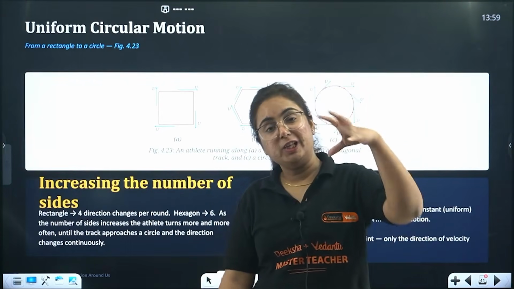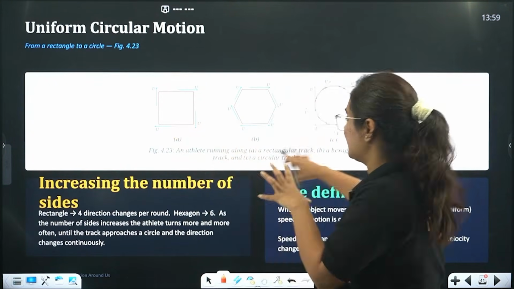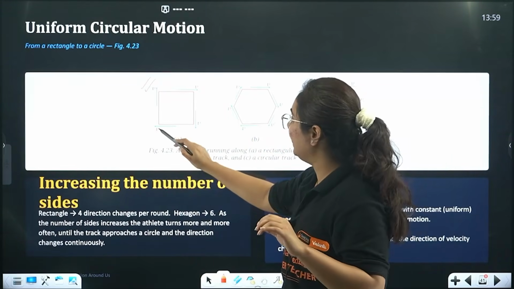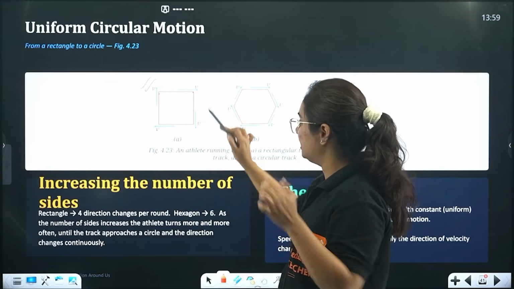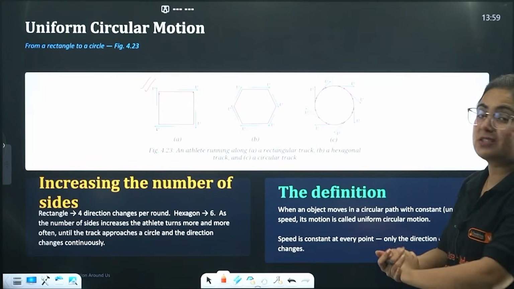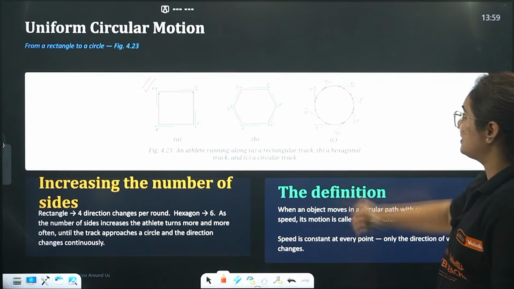But uniform motion is not only in the circular way, rather it can be like this. In this case, an athlete is moving, like he started from here, moved here, then changed direction, then moved here. It does not mean that the velocity cannot be constant. It can be, but the direction will change. Here it is a hexagon, here it is round.